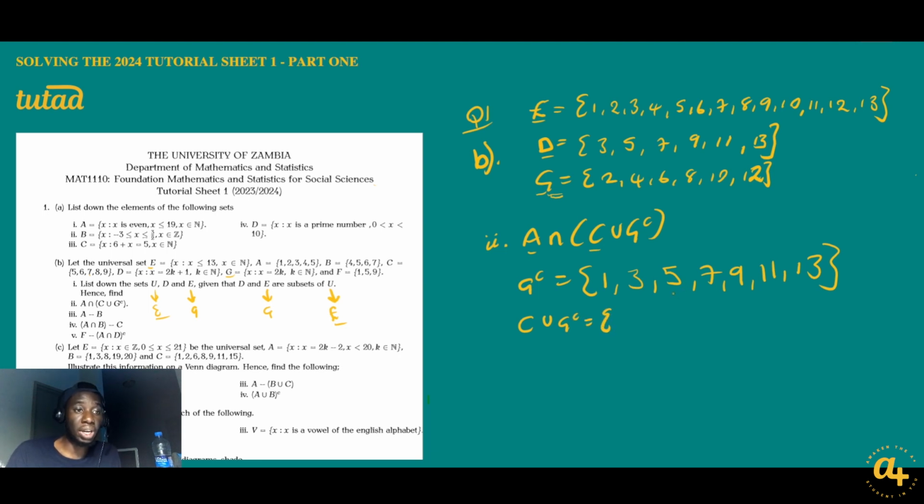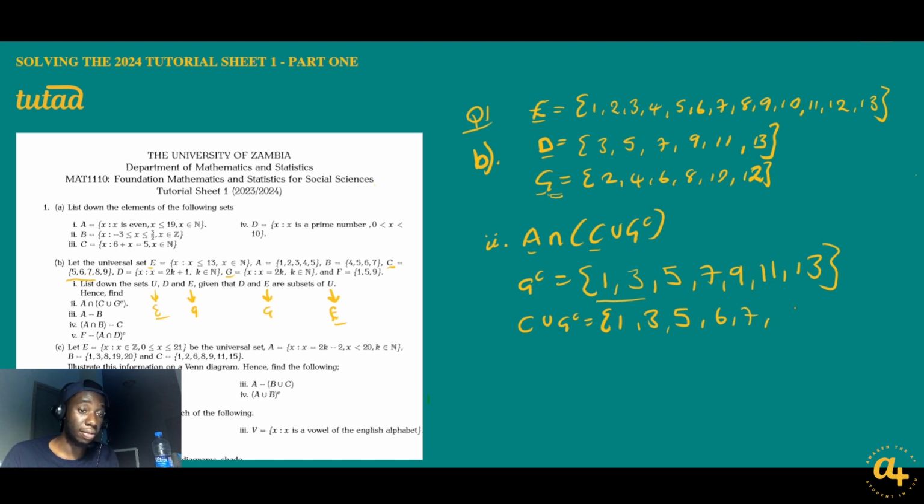So this just means that we need to combine all the elements in G complement and all the elements that are in set C. All these elements that are in set C, where we have 5, 6, 7, 8, 9, we need to combine these elements with all the elements in G complement. Let's do that. We're going to start with 1 here from G complement, and then we're going to have 3 from G complement. We are then going to have 5, which is both in G complement and C. Okay, and then we're going to have 6, which is in C, and then we're going to have 7, which is in both C and G complement.